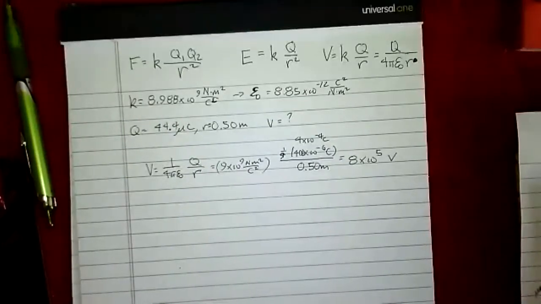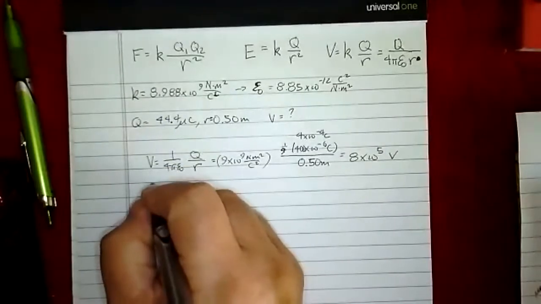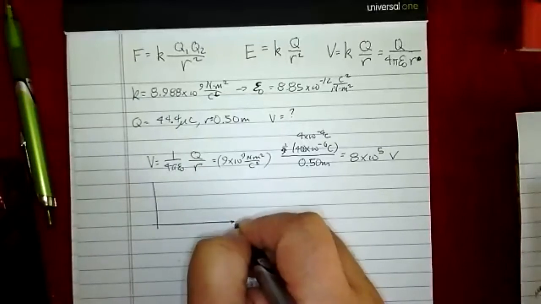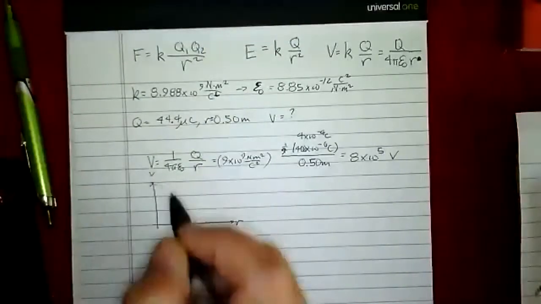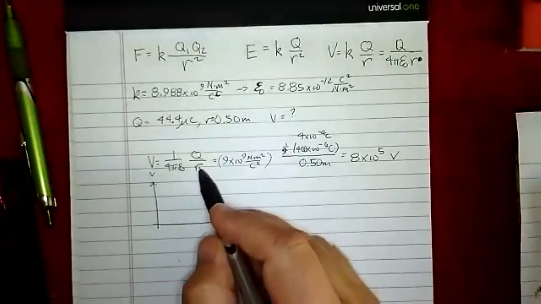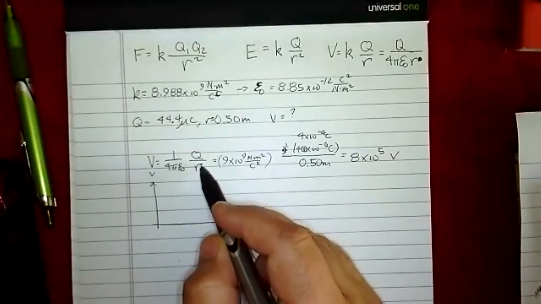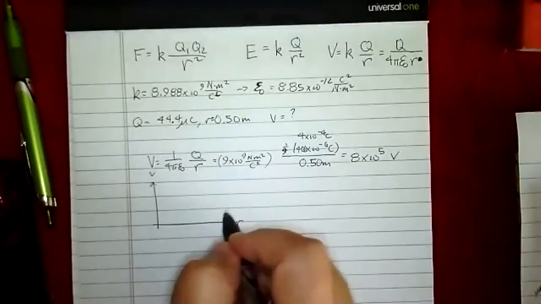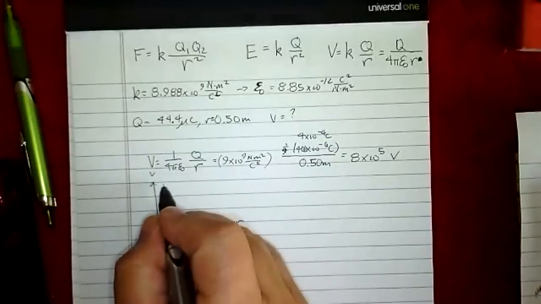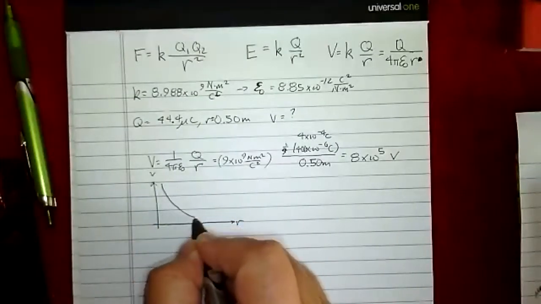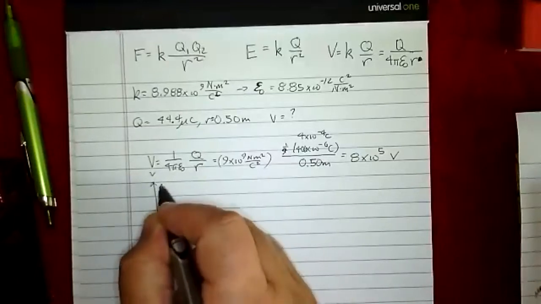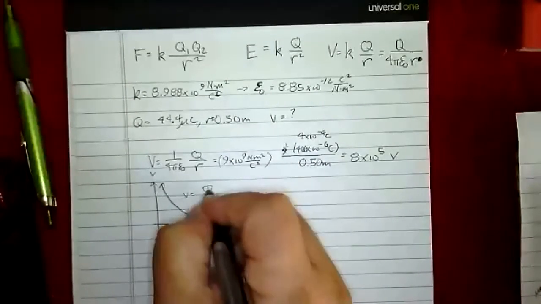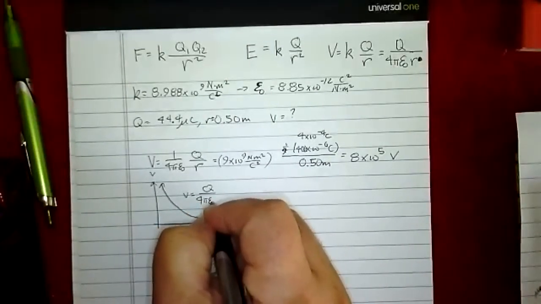If I wanted to take a lot of distances, since this is a positive charge, I could actually make a plot of the voltage as a function of time, or excuse me, as a function of distance, R. And what I'd see is as this R gets closer and closer to 0, this thing actually approaches infinity. But as it gets closer and closer to R being infinity, it gets closer and closer to 0. So the graph should look something like this. So that's V equals Q over 4 pi epsilon naught R.